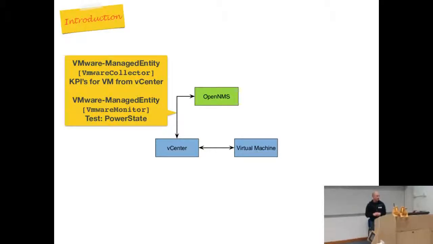Sometimes it is used in separated networks, if you have more zones or different network zones where OpenNMS is not able to reach the IP address from the virtual machine. Then you have a kind of possibility to monitor if the machine is powered on or off.